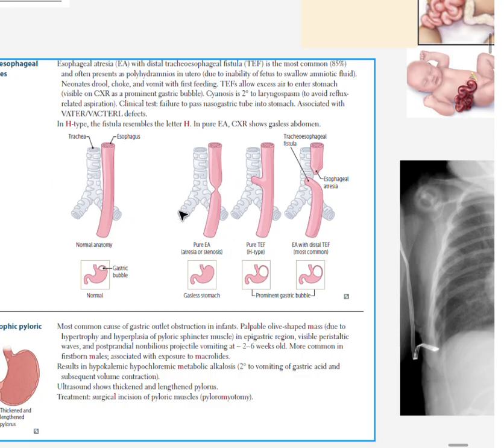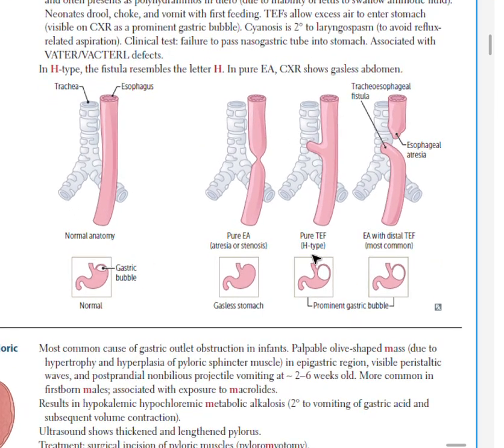This is where you have no fistula, and the upper and lower esophagus are both blind. So you'll see a gasless abdomen here. There's no prominent bubble here because no air reaches the stomach. Here the bubble is normally supposed to be small, but the prominent gastric bubble increases because you get air through the trachea. The air comes into the esophagus and goes down into the stomach.